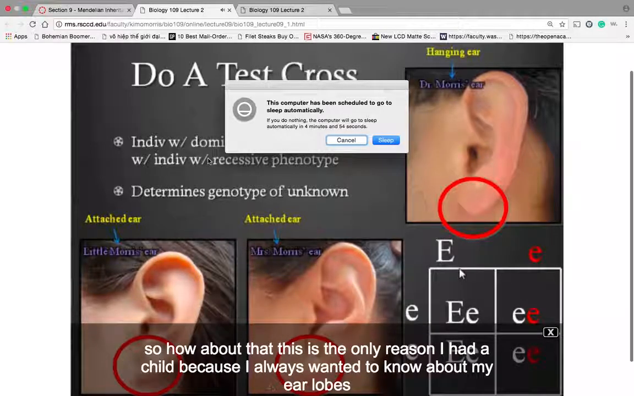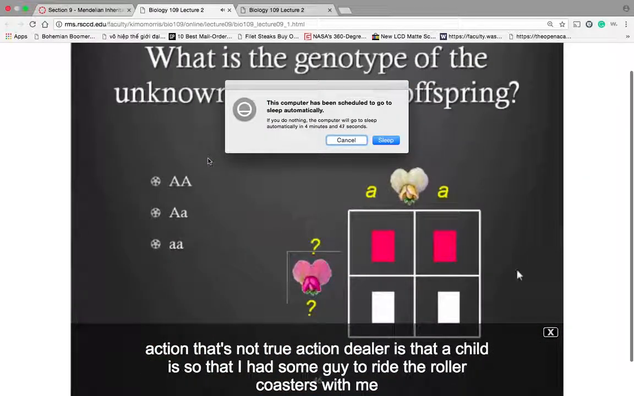So how about that? This is the only reason I had a child, because I always wanted to know about my earlobes. Actually, that's not true. Actually, the only reason I had a child is so that I had somebody to ride the roller coasters with me.